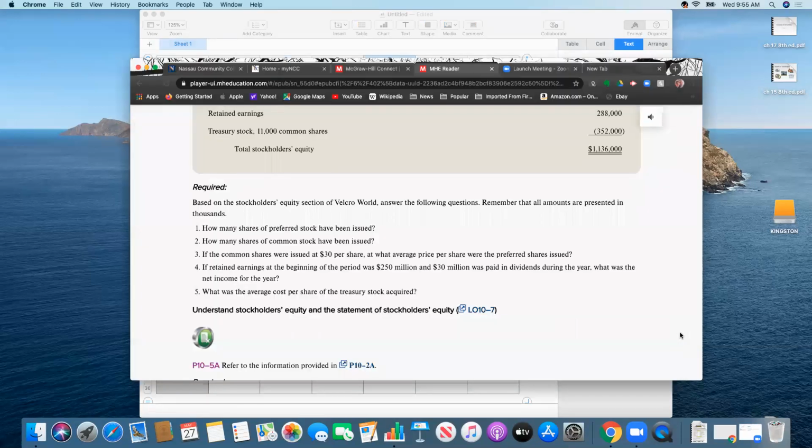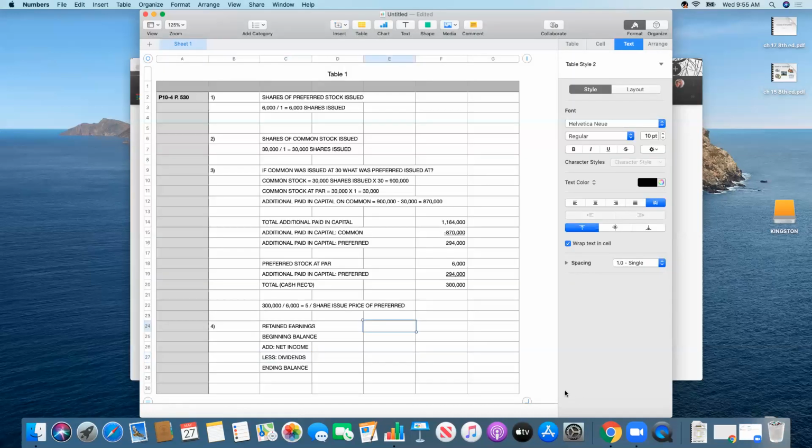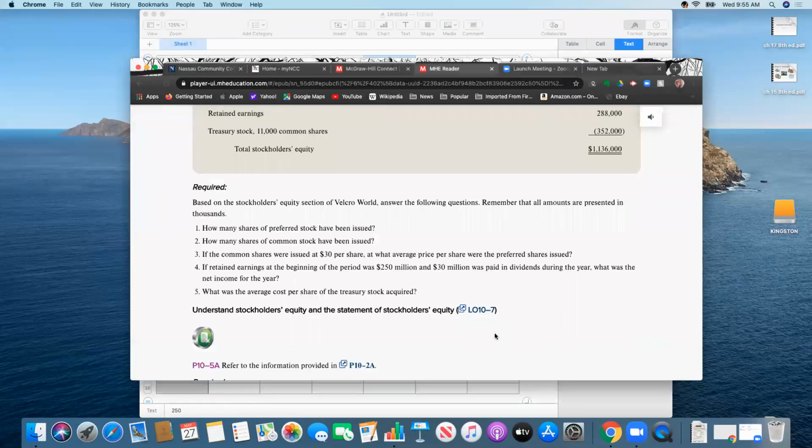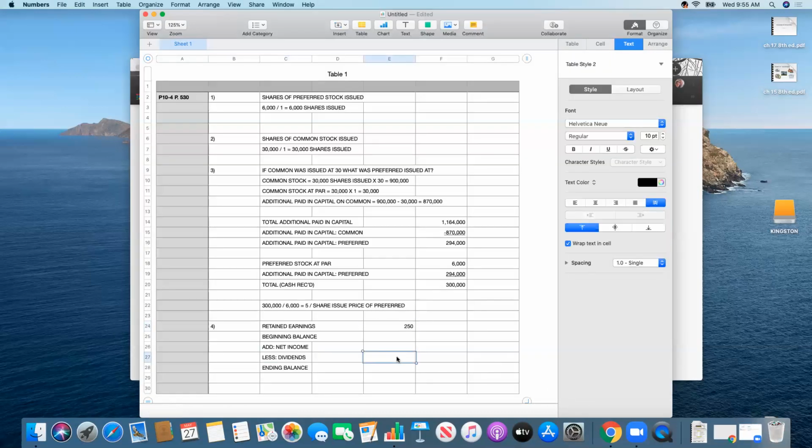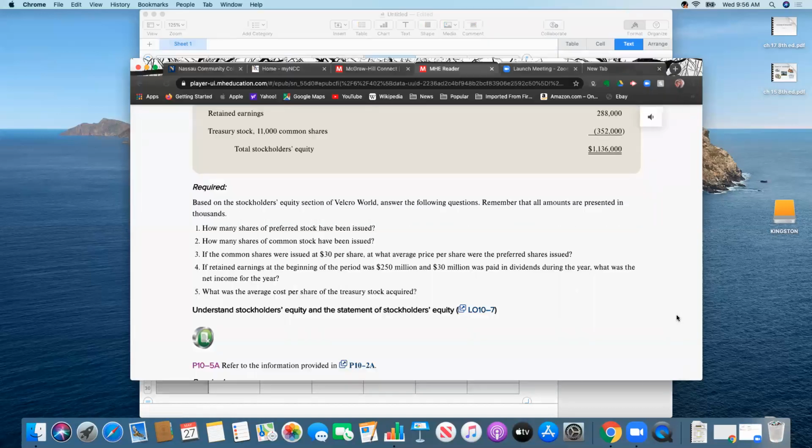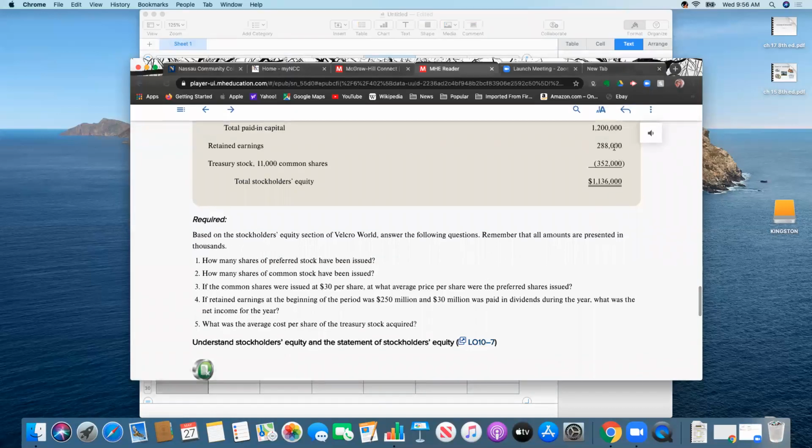So just search for the missing amount. The beginning balance was 250 million, we'll just say 250, right? 250. 30 million was paid in dividends, minus 30. And the ending, we know, the ending is this amount here, 288.